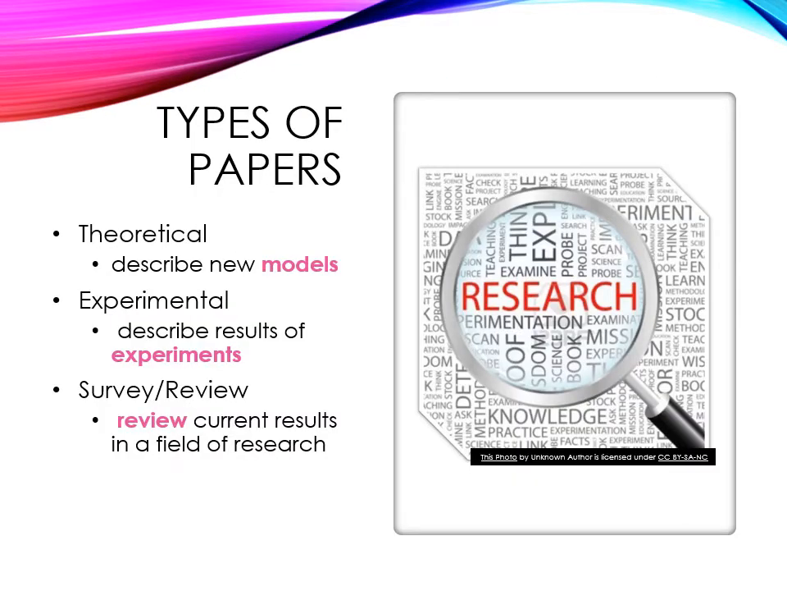There are different types of paper. There are theoretical papers that describe new ecological models. There are experimental papers, which is probably what you're most thinking of, where you're describing the results of an experiment. And this could be an experiment where they actively change something, or it could be a natural experiment in nature, where they are looking at the change of something over time or in different locations that have been exposed to different conditions.